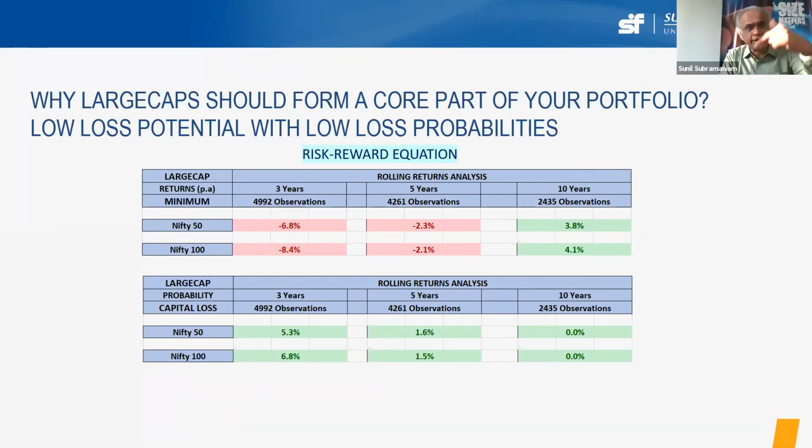And the probability of that loss happening, right? Clearly, in 10 years, it's zero, because the minimum is positive. But if you take 3 years and 5 years, what are you seeing? You are saying that there is only a 5% probability of getting that 6% negative. You're at the margins, right? Because what effectively you're saying is that 95% of the time I don't have loss of capital risk. And it's even less when you go to 5 years. It's only 1.5% probability of loss.